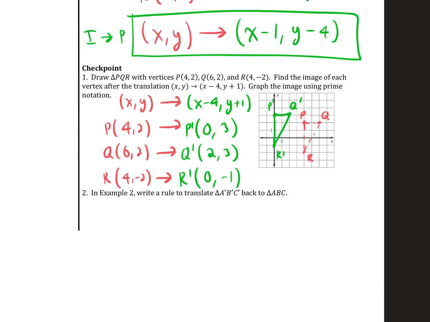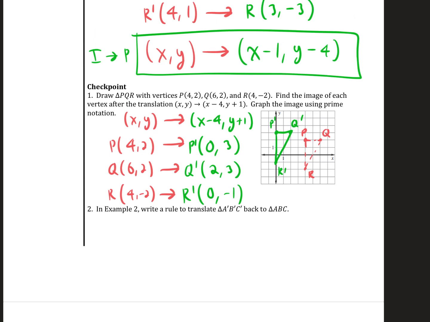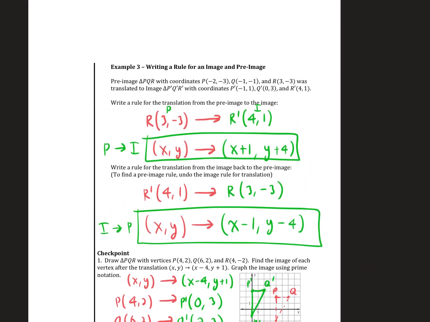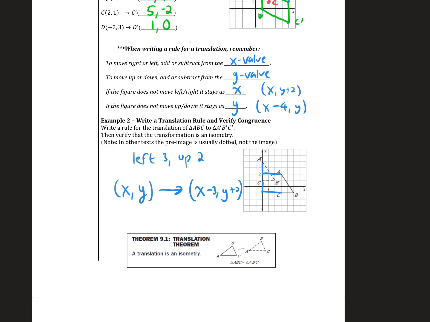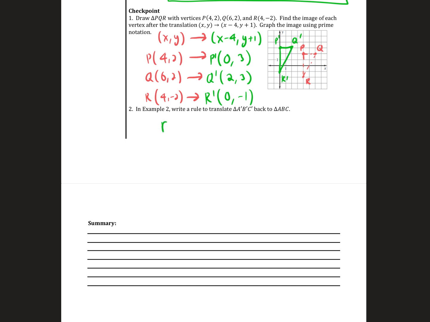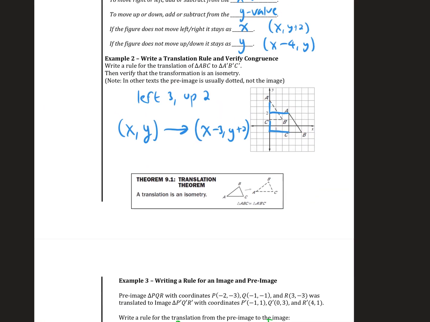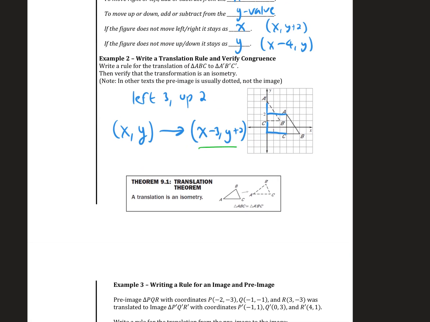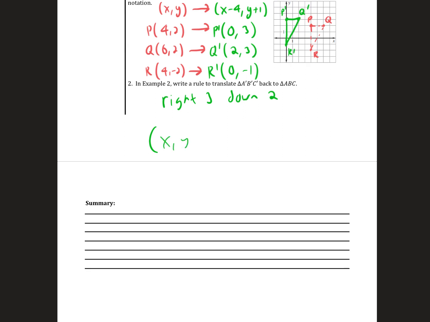All right, now I want you to write a rule for the previous problem, going back from example 2. Example 2, where's example 2? Example 2, okay, so it wants the other direction of this. We went left 3, up 2, so for this one, instead of going left 3, we're going to go right 3, down 2, right? We want the opposite direction. Okay, let's see if you can write a rule for that. Go ahead. All right, and again, the original rule was x minus 3, y plus 2. So the opposite would be what? It would be x, y goes to x plus 3 and y minus 2. Okay, so that's basically going the opposite direction.